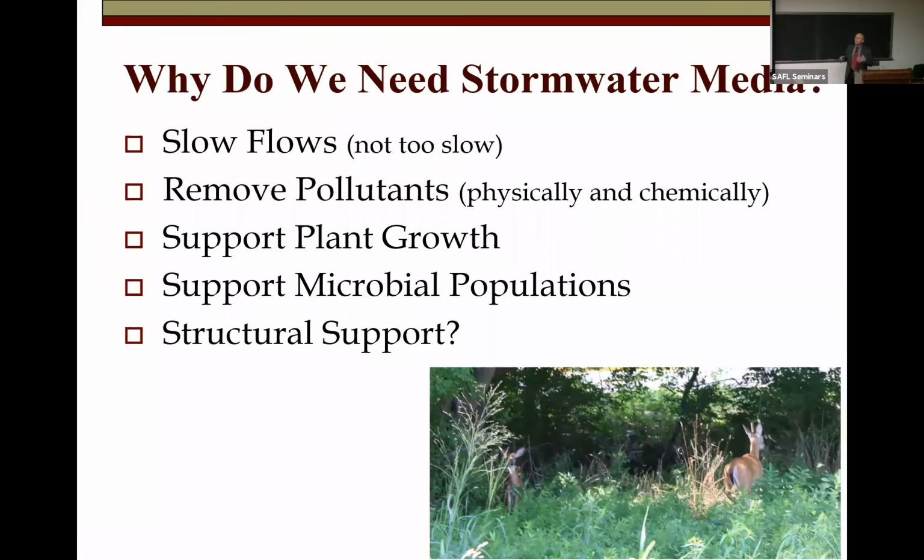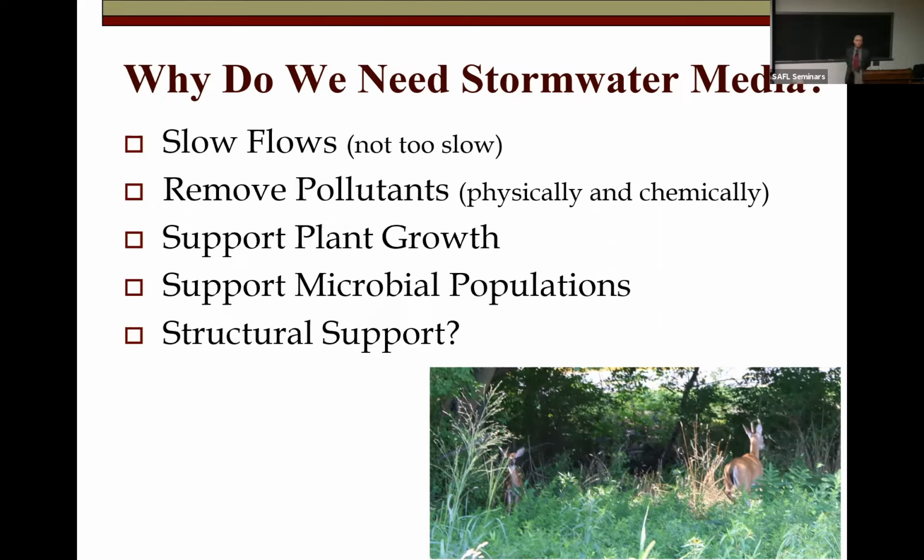So many of these technologies use some type of media. And John kind of challenged me to talk a little bit about media. So, to start with, why do we need media in these particular systems? What's the purpose of the media? And I came up with five here, and there's probably some more.